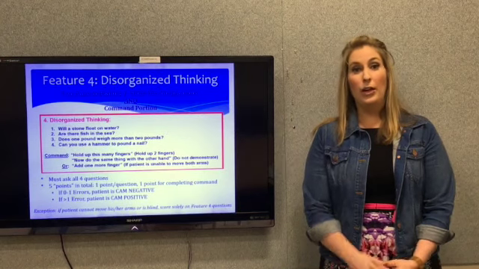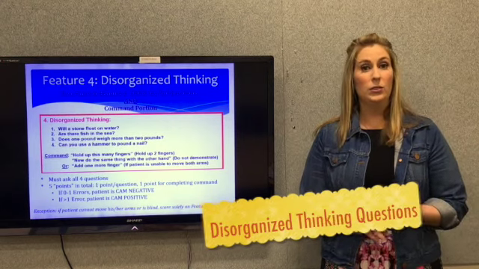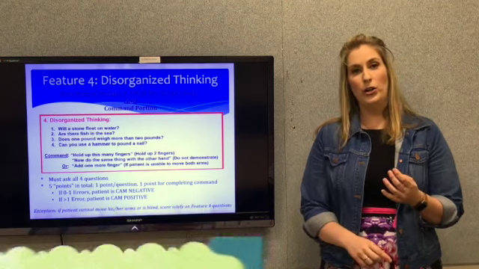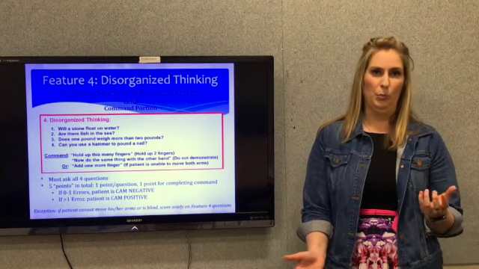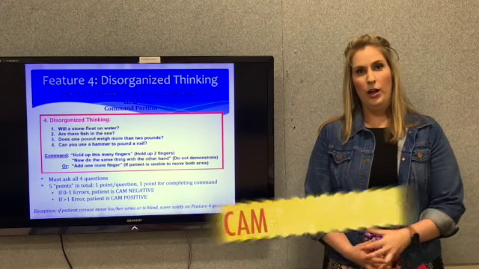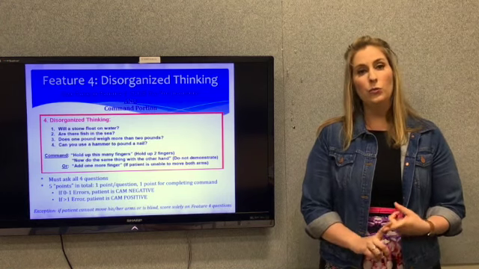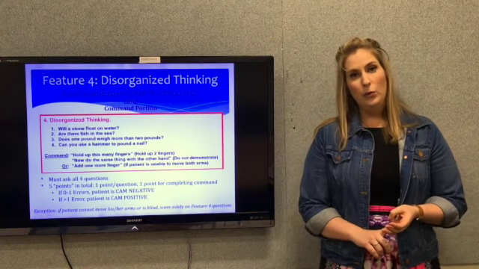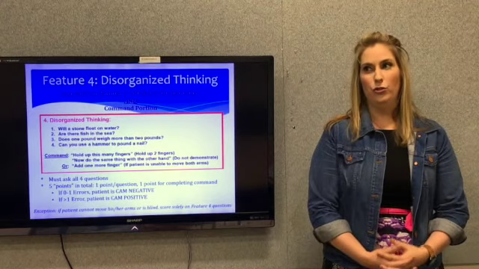Feature 4 is actually 2 parts, and it's testing your disorganized thinking. The first part is disorganized thinking questions. They're just 4 yes or no questions you're going to ask. And then the second part is a command that they have to complete in entirety to get a point. There are 5 points in total. If they have more than 1 error, then they are considered CAM-ICU positive. Approved questions include: Will a stone float in water? Are there fish in the sea? Does 1 pound weigh more than 2 pounds? Or can you use a hammer to pound a nail? There are a couple of others on the next page I'll show you.